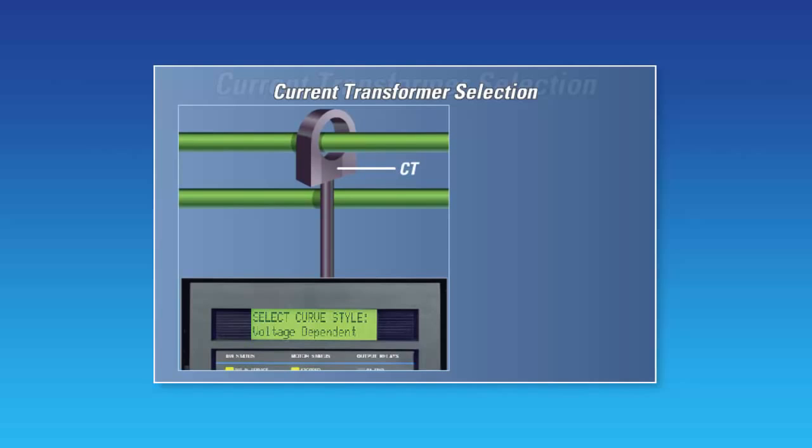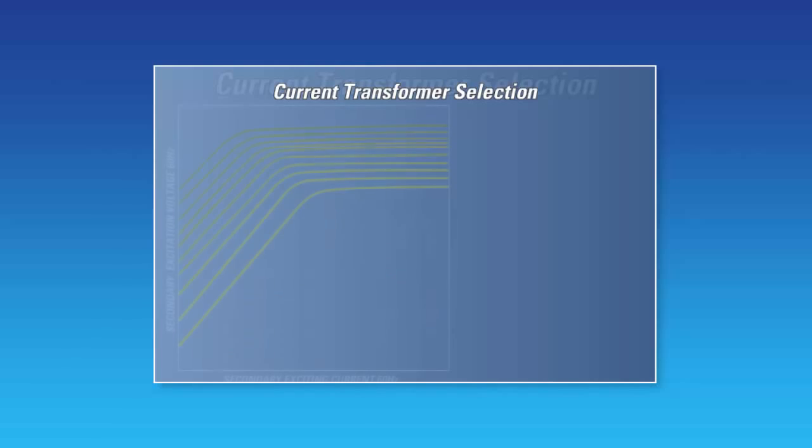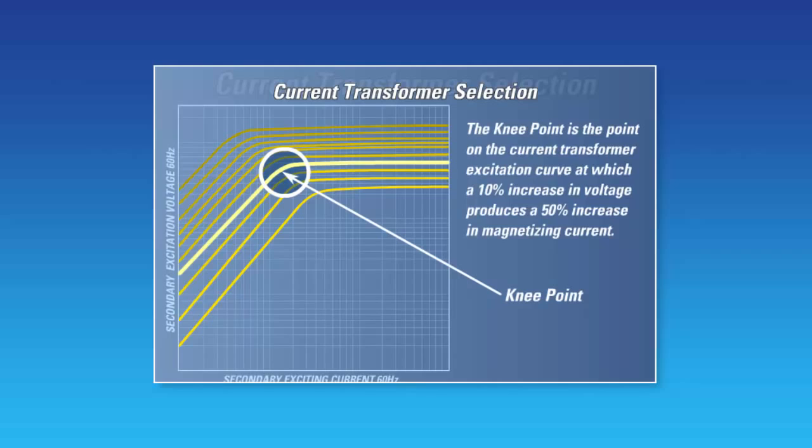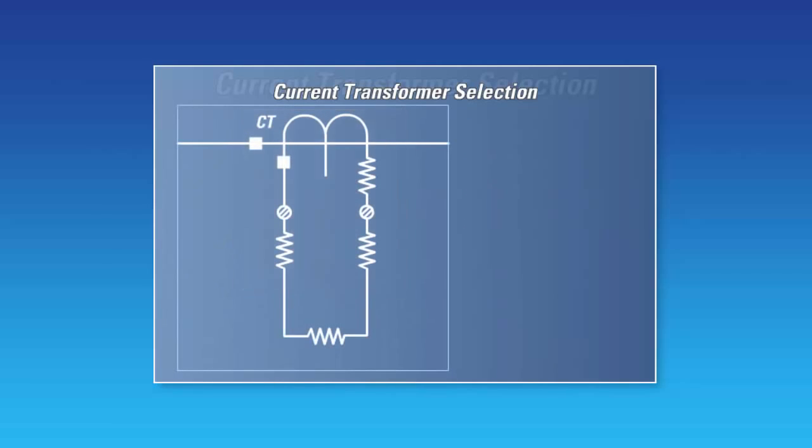The rule of thumb regarding current transformer saturation is that it will occur when the voltage at the current transformer's secondary terminals reaches the knee point of the current transformer excitation curve. The knee point can be defined as the point on the current transformer excitation curve at which a 10% increase in voltage produces a 50% increase in magnetizing current.